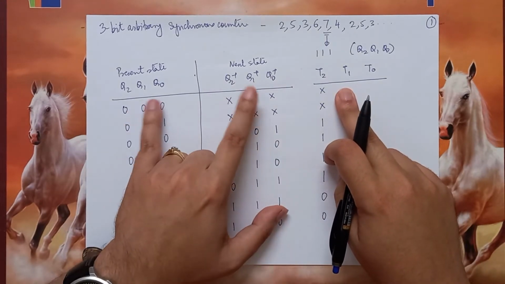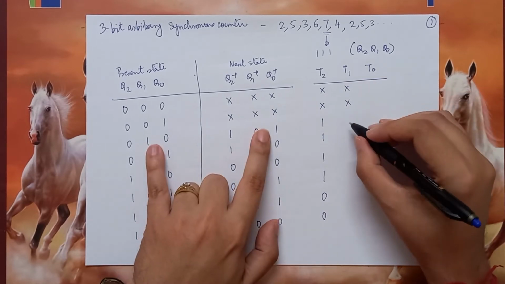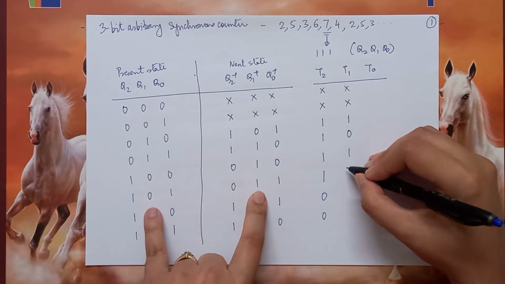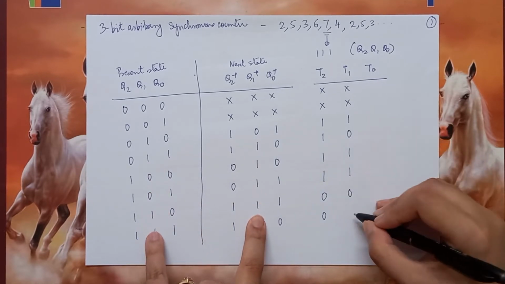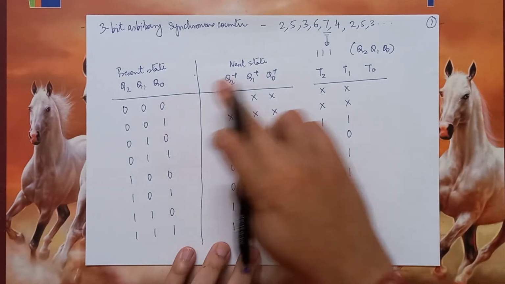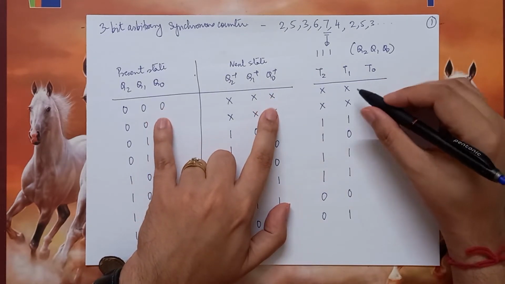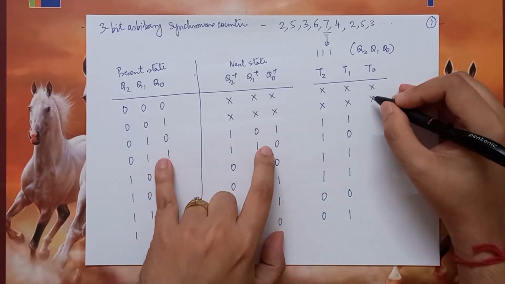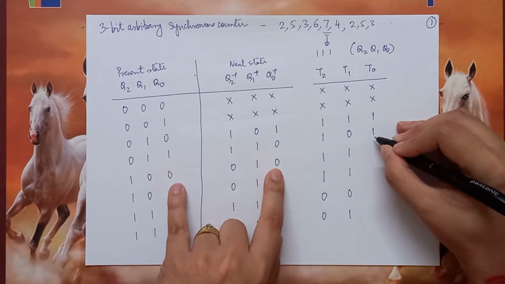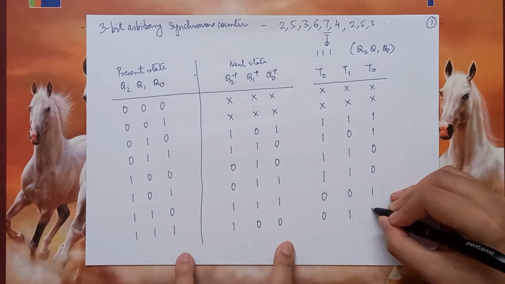For T1, look at Q1 and Q1 plus. These two would be don't cares. Then here we would get a 1, then 0, then 1, 1, 0 and 1. For T0, we have to look at Q0 and Q0 plus. These two would be don't cares like its predecessors. This would be 1, 1, 0, 0, 1 and 1.